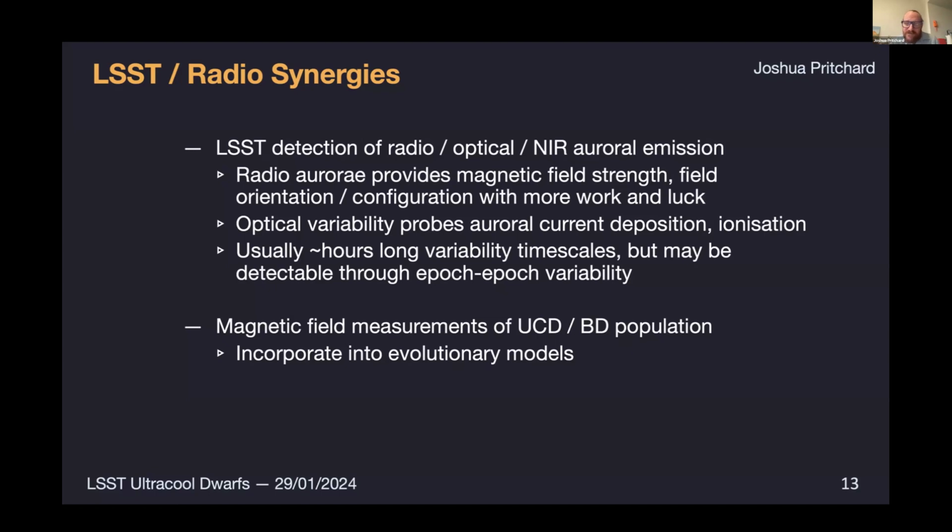So this might be difficult given that the variability is over hours-long timescales and not the short timescales that LSST imaging will occur over. But maybe we can detect this through epoch to epoch variability. And so I also hope that the magnetic field measurements we can provide on the radio end might be useful to some of the evolutionary models and modeling that other folks in this community are using.